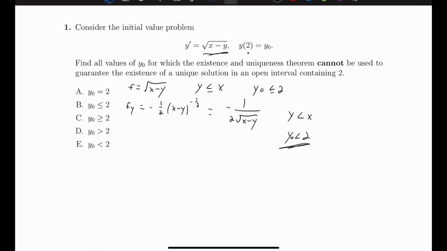This condition is stricter than our one up here, and this is where we can satisfy the existence and uniqueness theorem. So in order to find where we cannot, we take the opposite of that, which will end up with y naught is greater than or equal to 2, which is answer choice C.